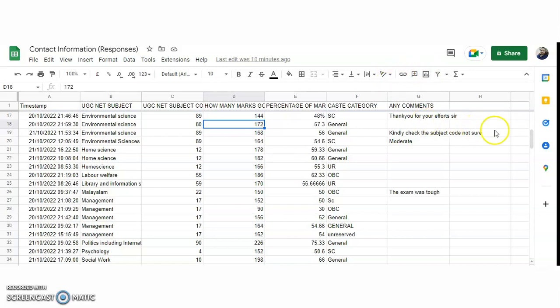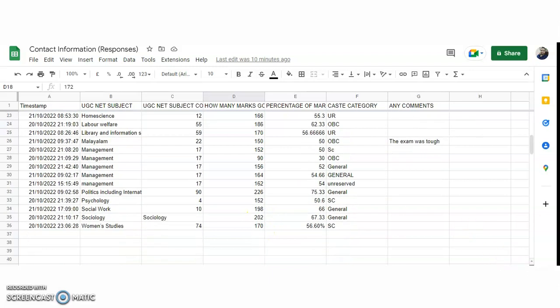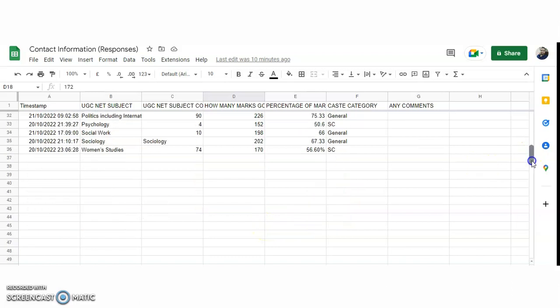Here in environmental science, a few comments are also kept; we'll read the comments later. Coming to management: Malayalam 150, only 1 response, and management 150 and 156. Management looks like if you get 50% there is a chance of getting the JRF. So management and electronic science situations look the same here. Politics 226, my god, and psychology 152, social work 198, sociology 202 and women's studies 170. Right now I got only 35 responses, guys.